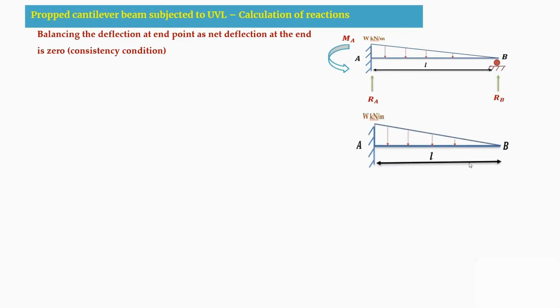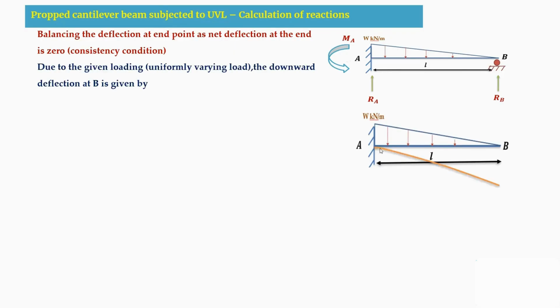So this is the cantilever beam, first part. For this cantilever beam with an external load W kilonewton per meter applied, the deflection will be in the downward direction. The deflection at B is given by delta B, that is WL power 4 by 30 EI. These derivations have been done in the deflection of beams for a cantilever beam. This is the formula for finding the deflection when we have a UVL load.